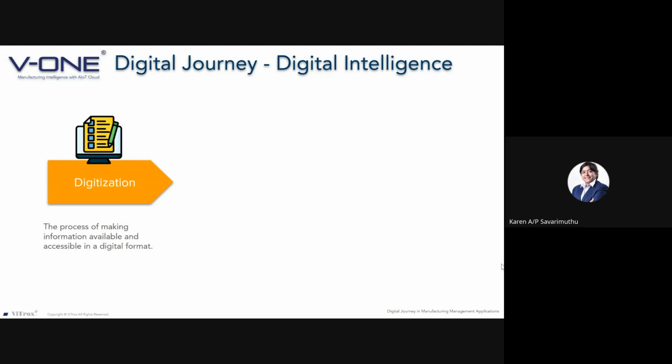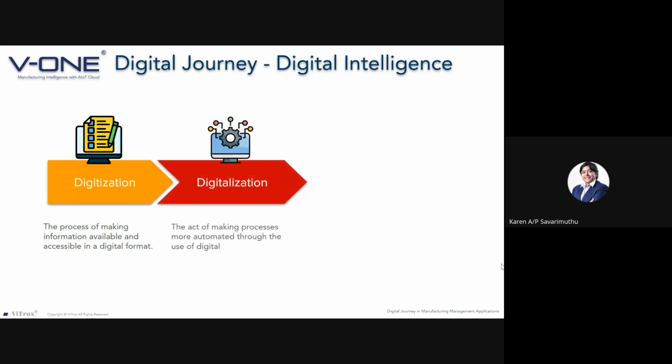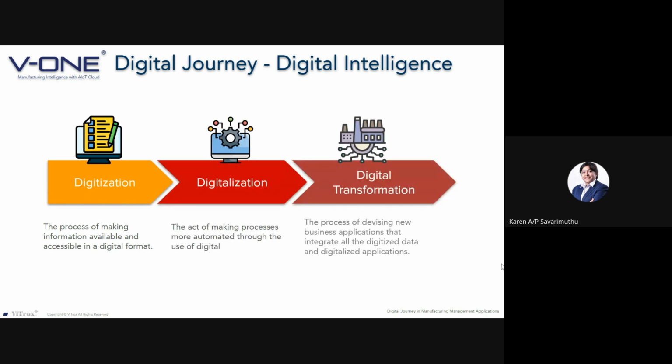Okay, so moving forward from all those basic stuff that I shared with you just now, we also have this digital journey where we talk about digital intelligence. Of course, it is going to be talking about data. So if you see, we have these three components. You might be thinking, why digitalization and digital transformation? There are actually three different steps. So one is digitization, digitalization, and digital transformation.